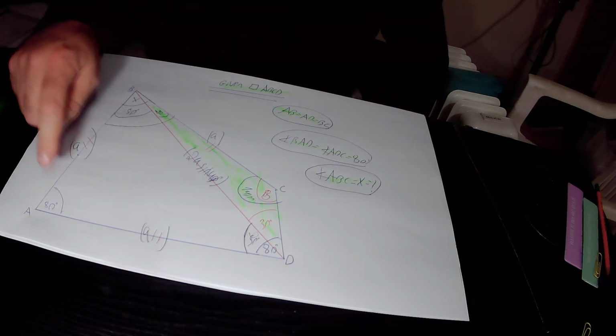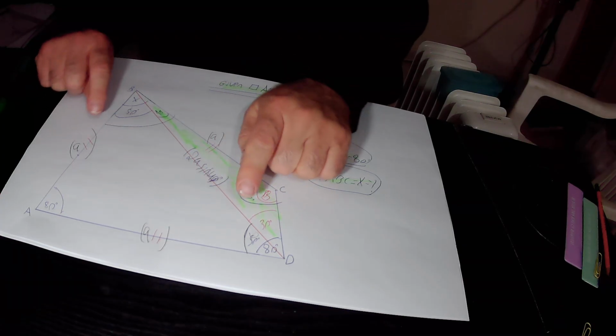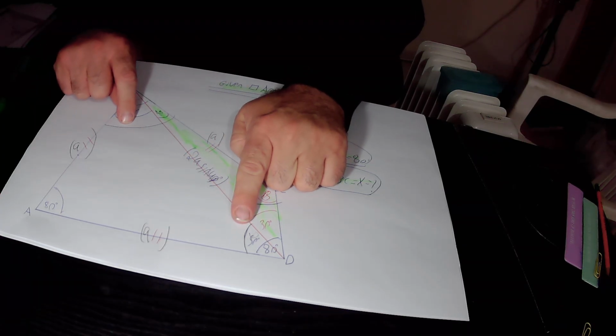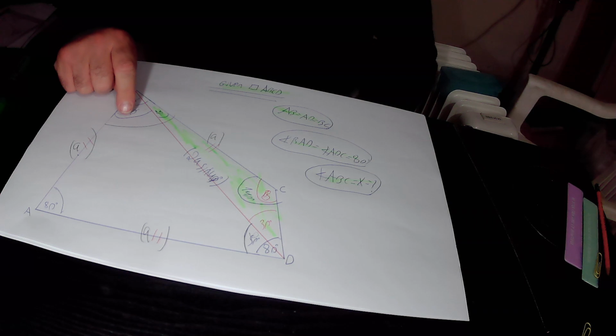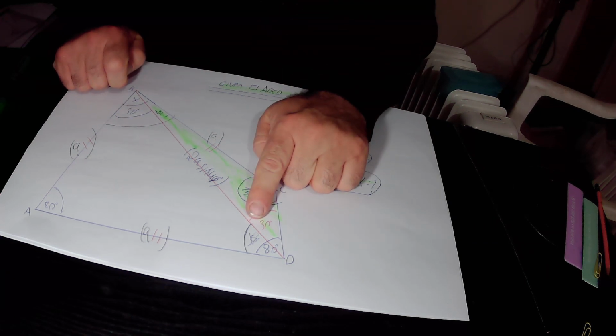So in triangle BAD, opposite those two equal sides, we have two angles that must also be equal to each other in size. If we define the size of this angle as alpha, then the size of this other angle must also be equal to alpha.